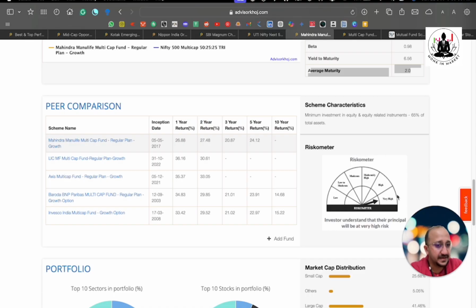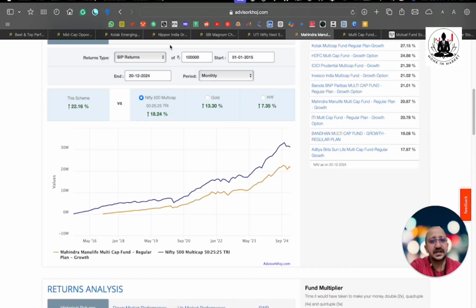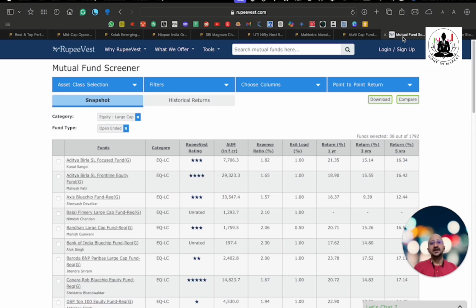If the risk is high, the chances of returns will also increase. I hope this is clear to everyone. Now let's explore another website. So this is also a good website. Rupee West is the name.